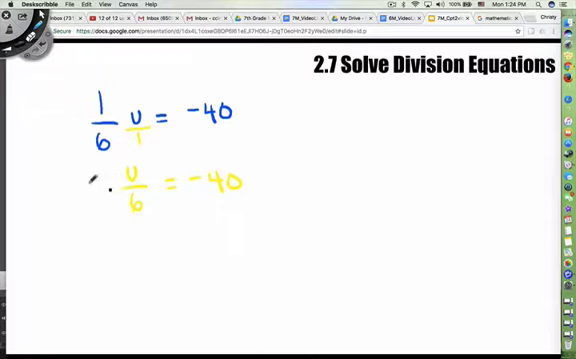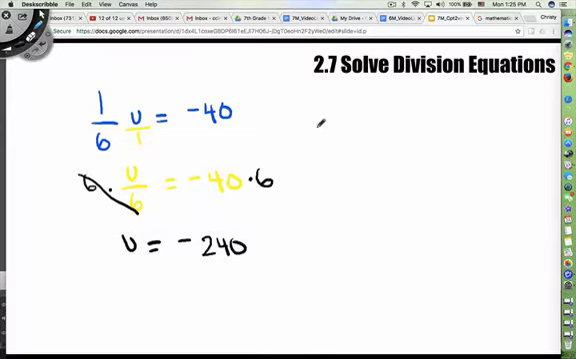So we multiply both sides by 6. 6u divided by 6 is 1. We multiply this side by 6, both sides by 6, and we get u is equal to negative 240. Okay, negative 240. Very nice.